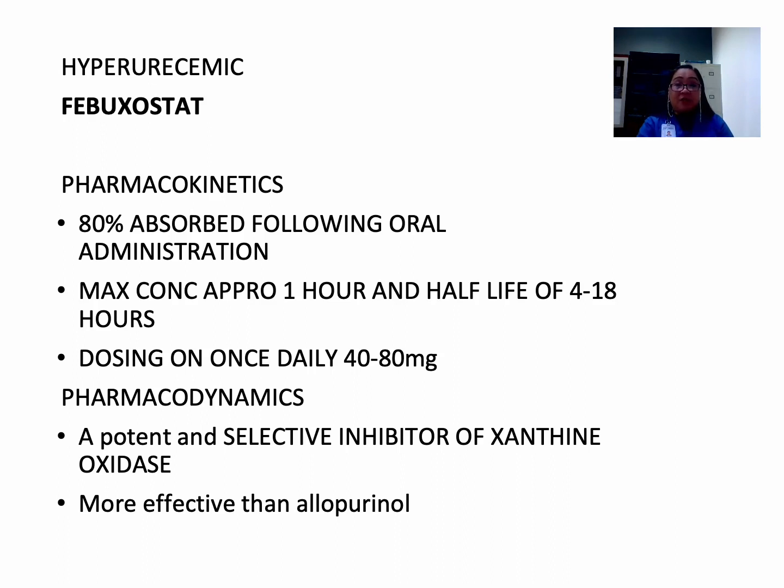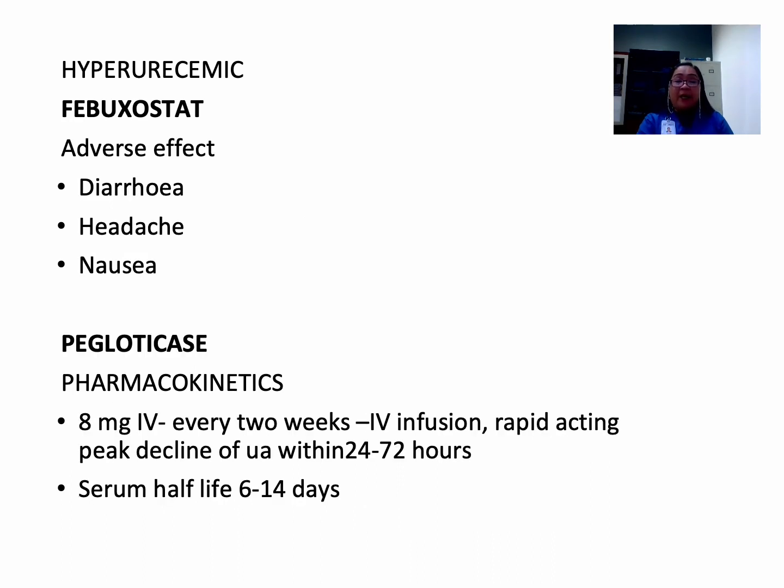Next is febuxostat. Pharmacokinetics, 80% absorbed following oral administration. Maximum concentration approximately 1 hour and half-life of 4 to 18 hours. Dosing is once daily, which is 40 to 80 milligrams. About the pharmacodynamics, it is a potent and selective inhibitor of xanthine oxidase and more effective than allopurinol. And the adverse effects, there will be diarrhea, headache, and nausea for this type of medicine.